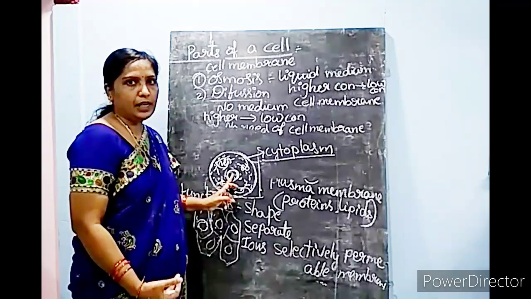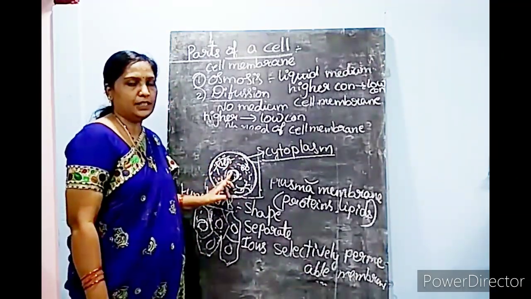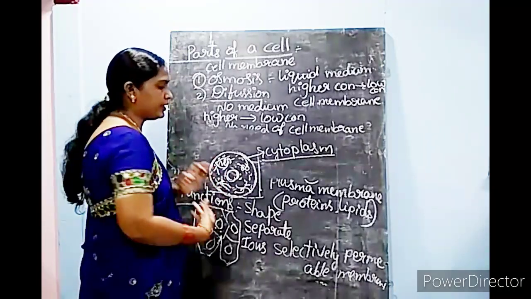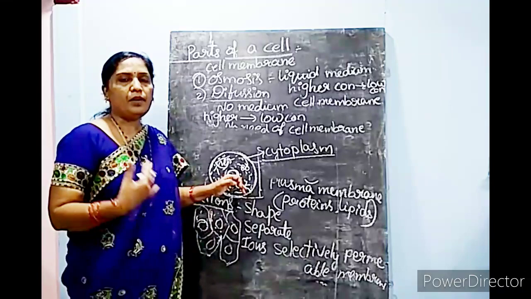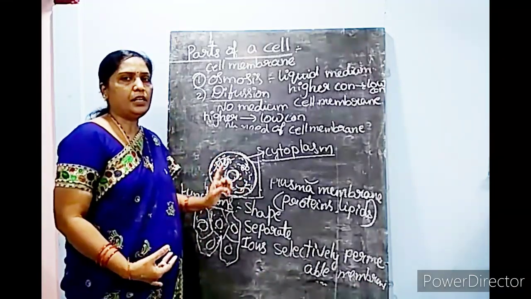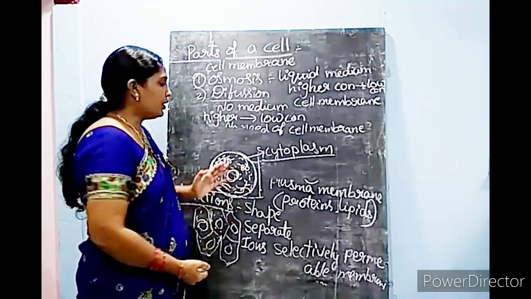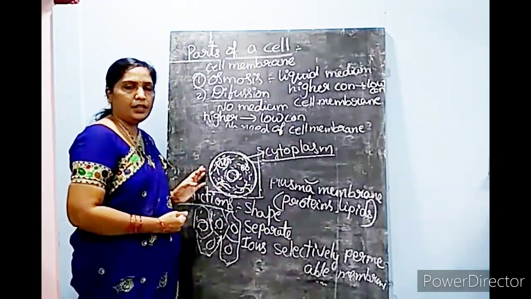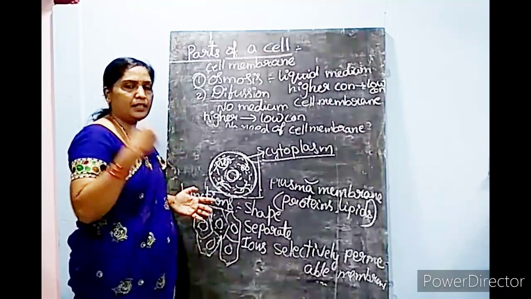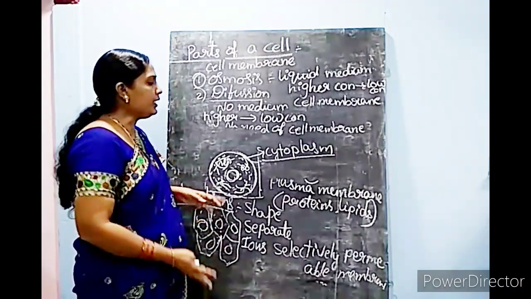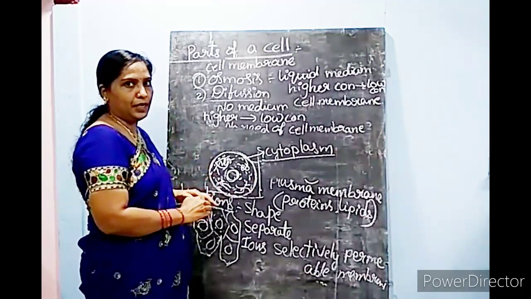In our coming classes, we'll discuss the different cell organelles located in the cytoplasm and their functions, in what way they are helping us. In detail, we are going to read about each cell organelle. So this is the second component which is present in each and every cell, either plant cell or animal cell. Each cell has these components. So you understood about cytoplasm.